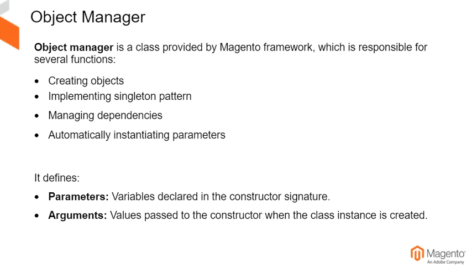In Magento 2, the Object Manager has two methods, get and create. The get method will return a singleton object, called a shared instance in Magento 2, from the protected registry, while the create method will create a new instance of the given class.